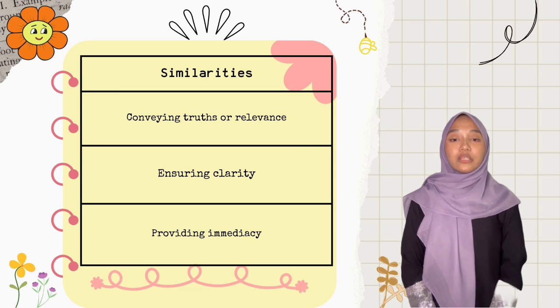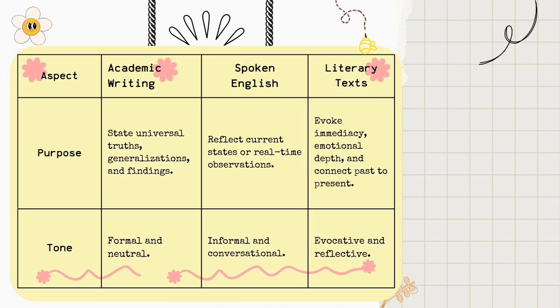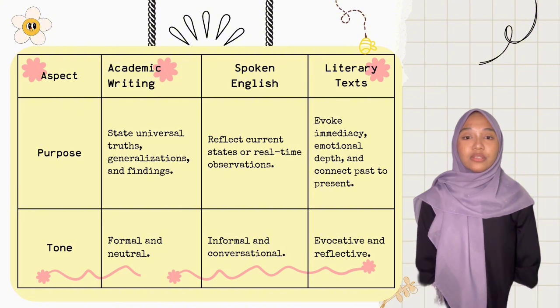The second one is ensuring clarity. The present simple avoids ambiguity, making the message accessible to its audience. And the last one is providing immediacy. Whether used in research, conversation, or narrative, the present simple makes information feel current and relevant. Now let's move on to the differences.